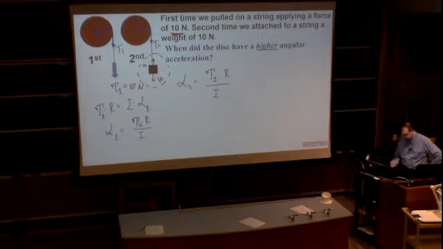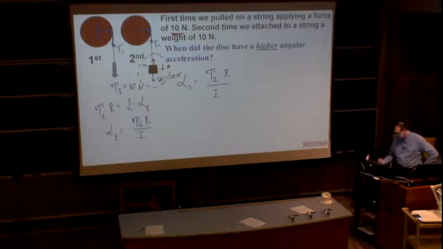This weight has a force of gravity acting on it, which is also equal to 10 newtons. But this weight also will be traveling down faster and faster. So if you write Newton's second law for this weight, we should write T2 minus W equals m a, pointing down. So T2 will be equal to 10 minus m times a.